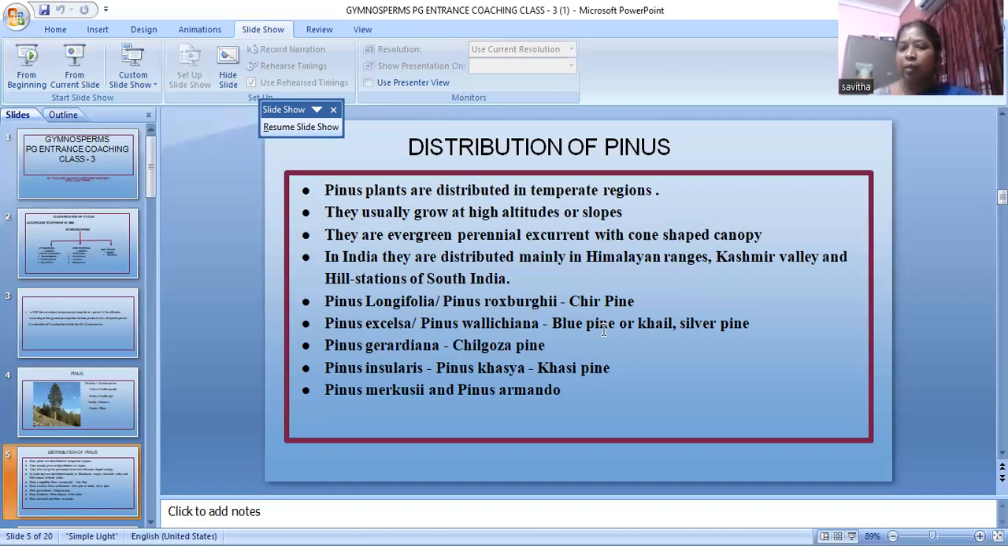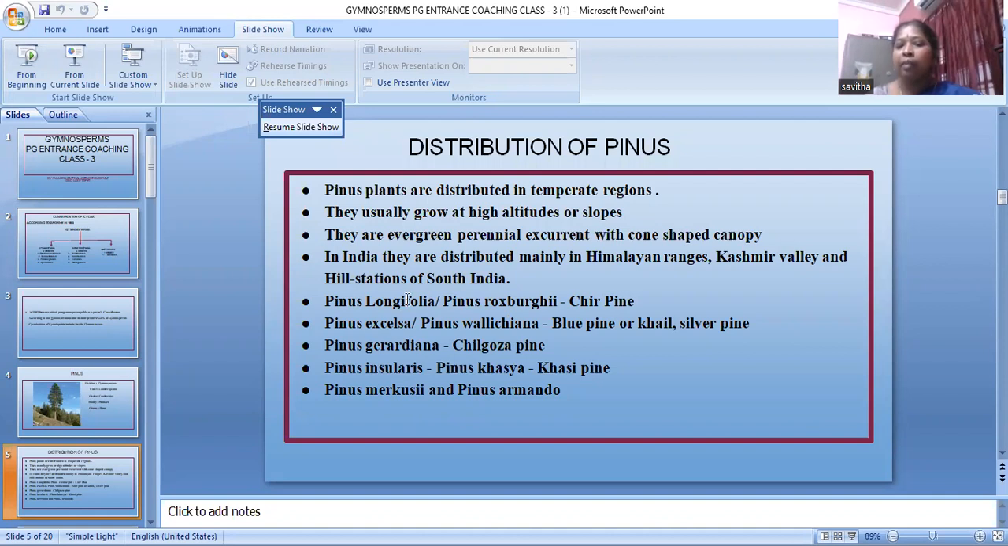When you come to their shape, the branches at the lower side are very long, and towards the apex the branches are very small, giving a cone-shaped structure. In India, they are distributed mainly in the Himalayan ranges, Kashmir Valley, and hill stations of South India.